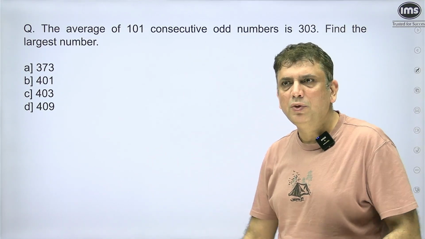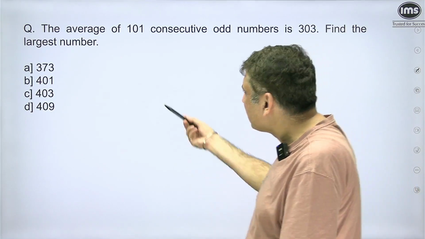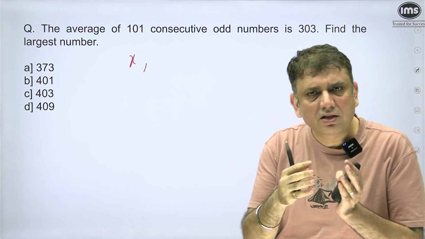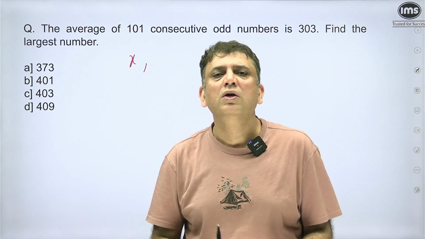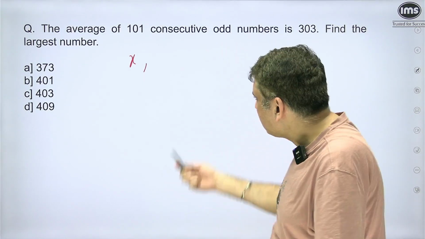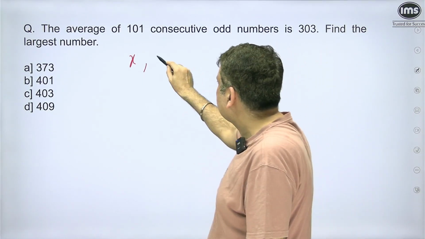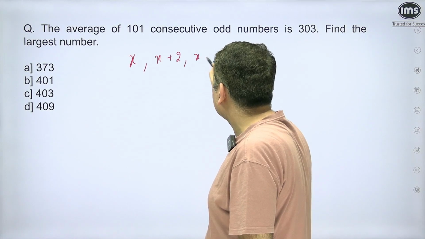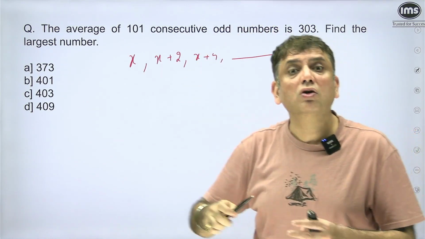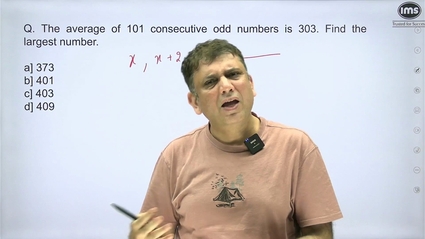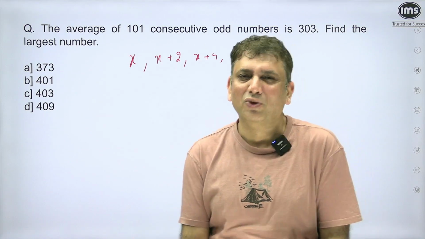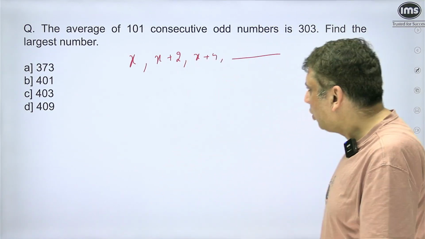Now the conventional way would be using the arithmetic progression. Let's say the first term is x. Because these are consecutive odd numbers, the difference between any two consecutive odd numbers would be 2, which means a common difference of 2. So the first term is x, the next term would be x plus 2, x plus 4, and so on. We need to find the 101st term by applying the formula for arithmetic progression, and then solve it. This is not a good way of solving an aptitude-based question. How should we approach this?